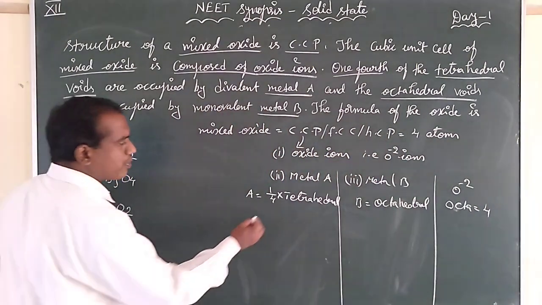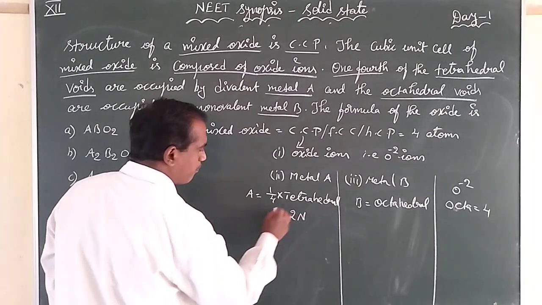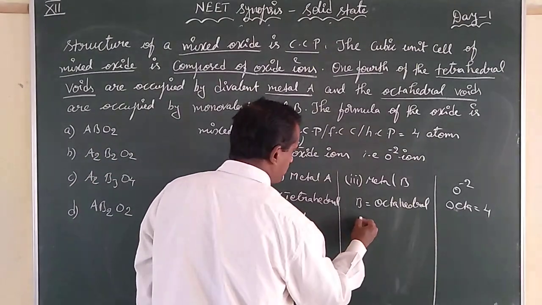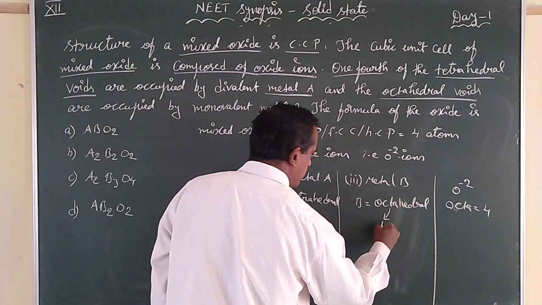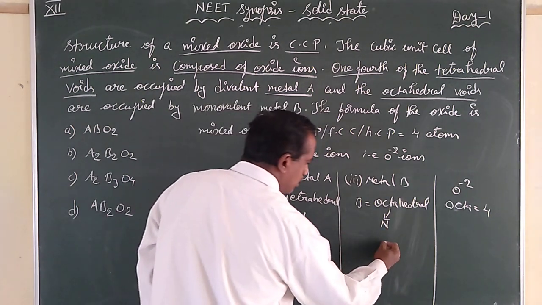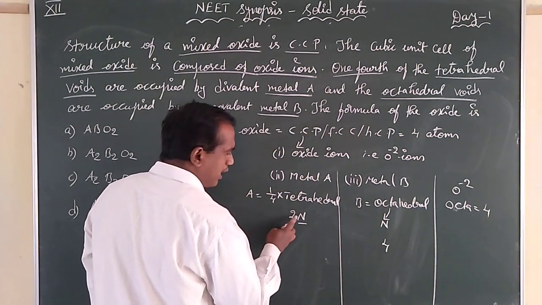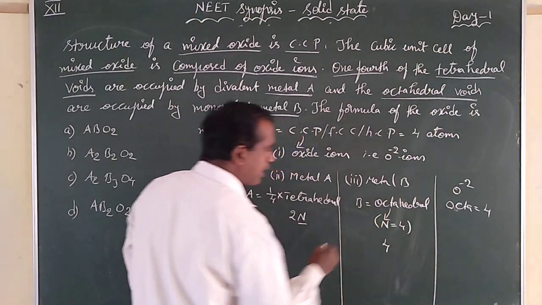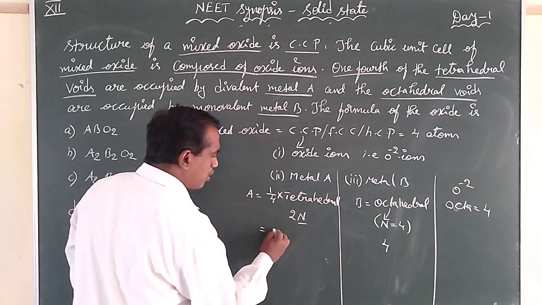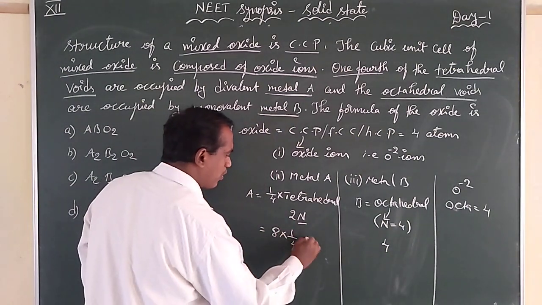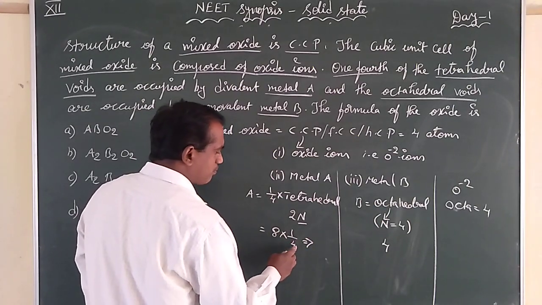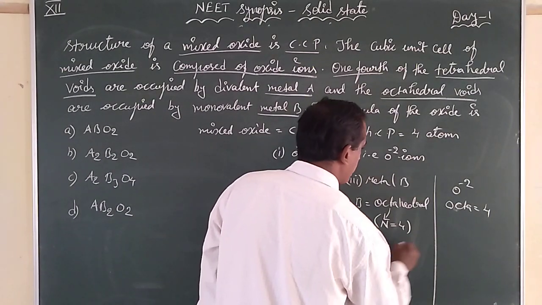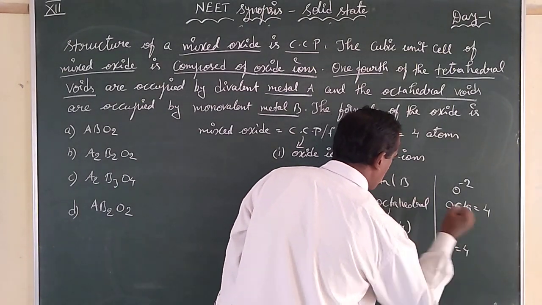What do we know from the data? Tetrahedral is given as 2n. N is generally 4. Don't go with any other options. Octahedral means n, and n is equal to 4 every time. Here for A, I am saying 2 into n, or I can say 8 into 1/4, which gives 2. B is equal to 4 and C is also equal to 4.